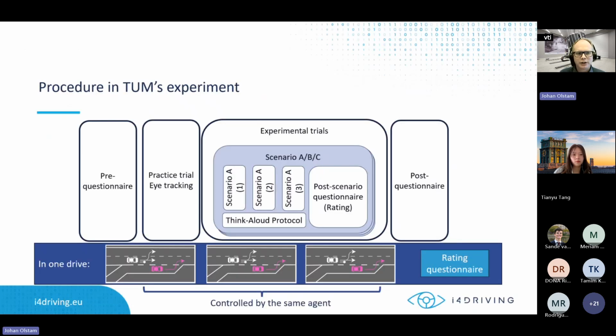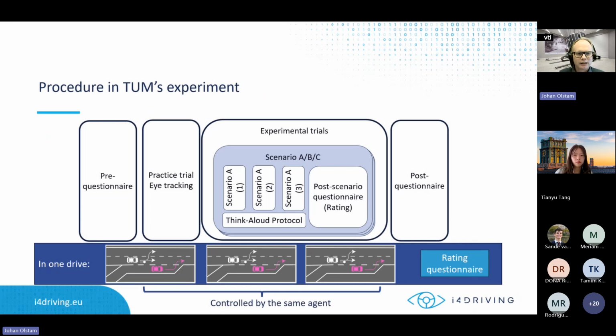So the overall procedure is that, of course, we had this recruitment and pre-questionnaires collecting information about the participants, and they had to practice in the driving simulator and calibrate eye tracking equipment and so on when arriving. But then we have the experimental trials. So in the TUM case, we had this randomized order. So you drive 3 times, for example, scenario A with a human agent. And then after each scenario, we had post-scenario question ratings. T will guide you into the questions and answers later on.